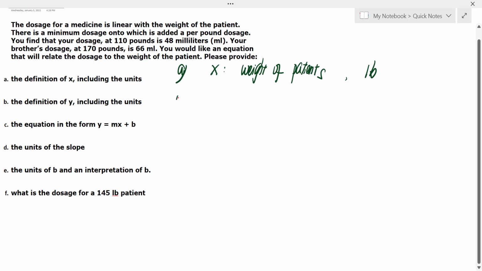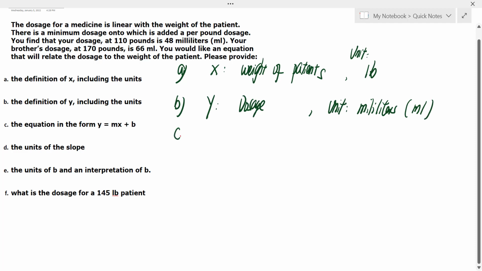All right, then part B is what is the definition of the y? So the dosage depends on the weight of the patient. So dosage will be the definition of the y, and the unit of dosage should be milliliter, or ml.